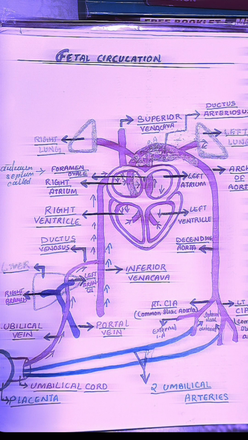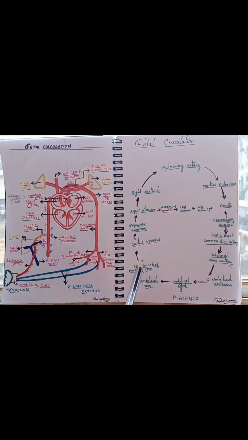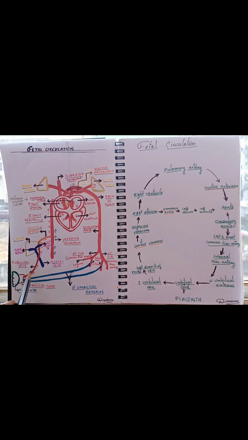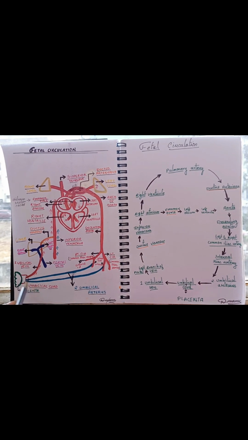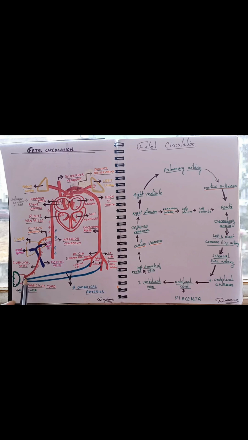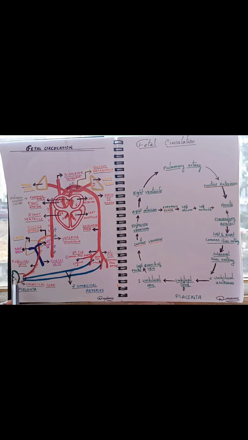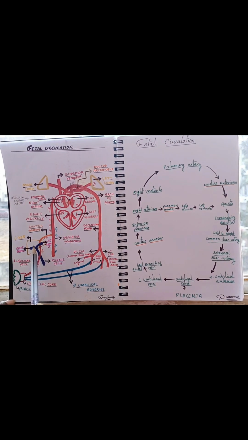Now we will see how the fetal circulation takes place with the help of the diagram and the flowchart of the fetal circulation. This is the diagram of the fetal circulation and this is the flowchart. This is the placenta, and you can see three vessels here, one red and two blue. The red one is the umbilical vein. The umbilical vein, as you all know, carries the oxygenated blood, and it reaches the liver.